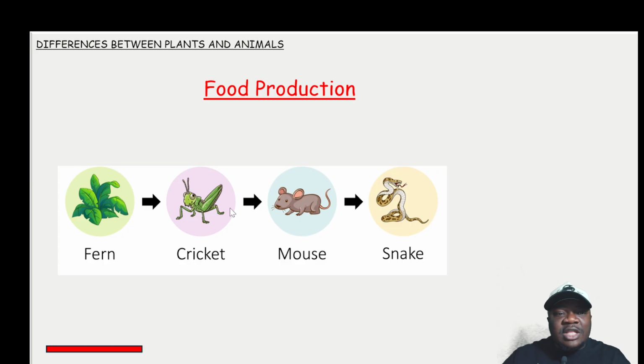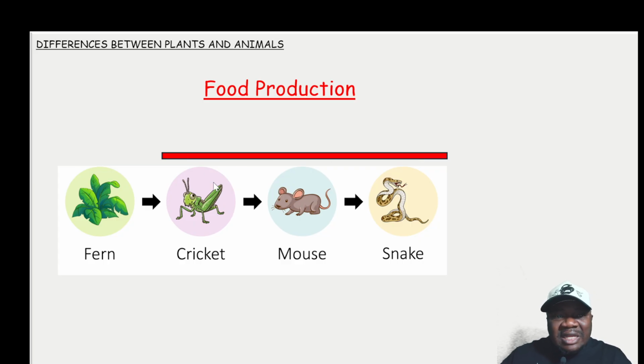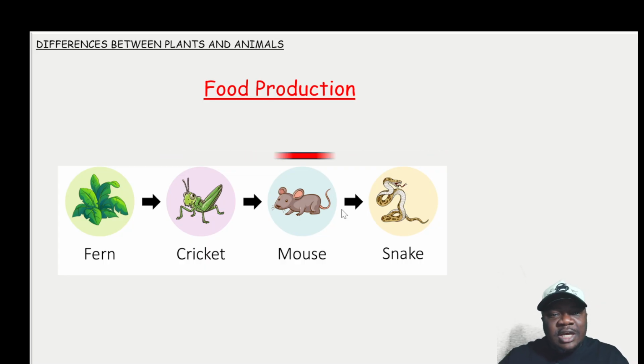But animals, on the other hand, are dependent. They are dependent on plants, and some are dependent on animals themselves. For example, if you look at this food chain, crickets feed on ferns. Which means if ferns do not exist, crickets will die because they have nothing to feed on. And if these crickets die, this mouse will also die because this mouse depends on the cricket. So the mouse is highly dependent on the cricket. The snake also is very dependent on the mouse. You can understand. So animals are dependent, plants are independent. Okay, so these are just clear differences between plants and animals.